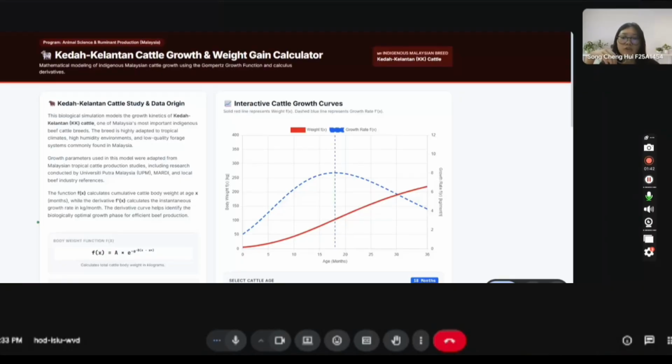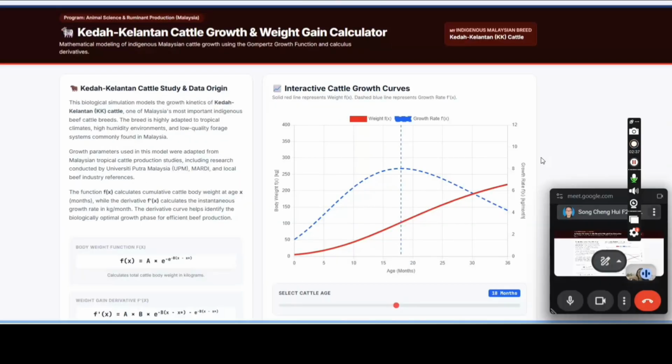By understanding the growth rate and also the derivative patterns, the farmer can identify the best feeding period and also the management strategy for the cattle. So now I'm going to present about the growth curve for the Kedah-Kelantan cattle.